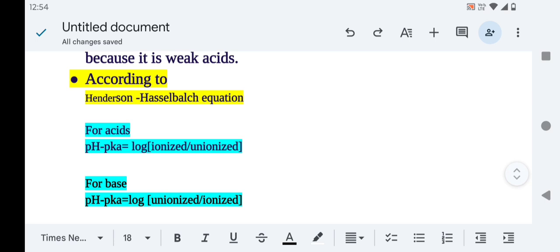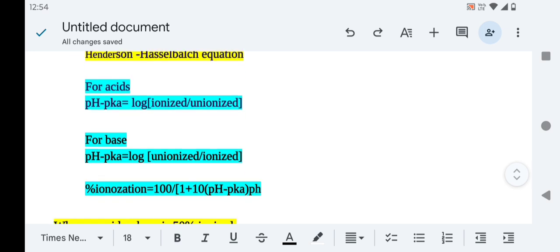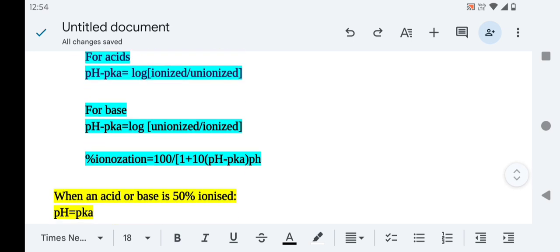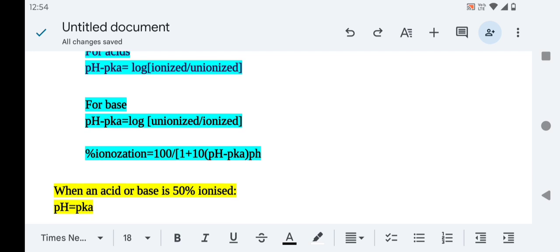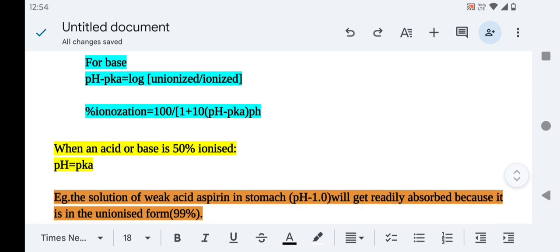According to the Henderson-Hasselbalch equation for acids, pH = pKa + log(ionized/unionized). For bases, pH = pKa + log(unionized/ionized). Percent ionization is equal to 100 / (1 + 10^(pH - pKa)). When an acid or base is 50% ionized, at that condition pH is equal to pKa.